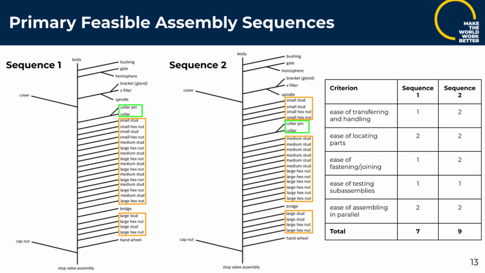So here, two feasible assembly sequences were made using fishbone diagrams of the primary variant, and the main difference between these feasible assembly sequences is the order in which the studs and the hex nuts are placed in, and also the order in which the collar pin and the collar is placed in to secure the spindle.